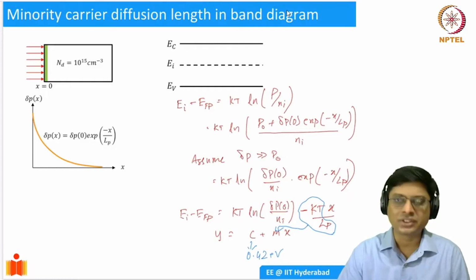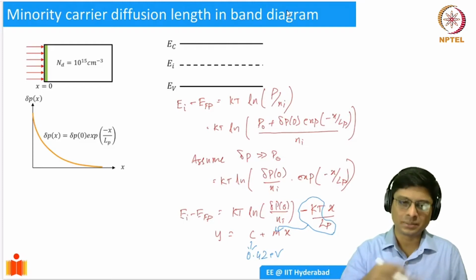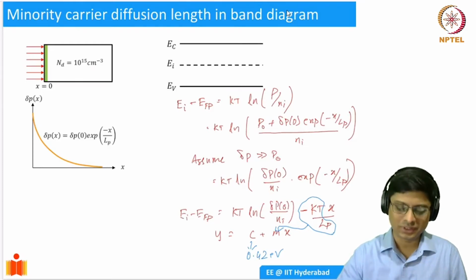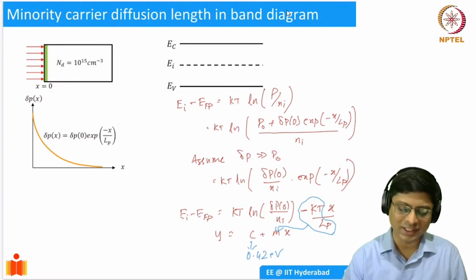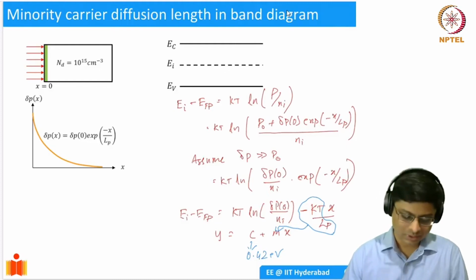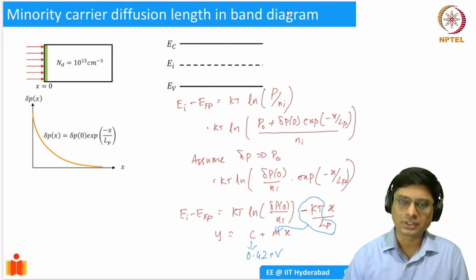So you can actually try to put in x equal to Lp and see what happens. Try to calculate it by the actual exponential and try to see by this approximation. Not approximation, because we said delta P is much greater than P naught. But at x equal to Lp, I think this will be true. Try to check it out. Or it's the same order of magnitude, so you have to see what happens. Please try to put in the numbers and check it out, so that you are confident.